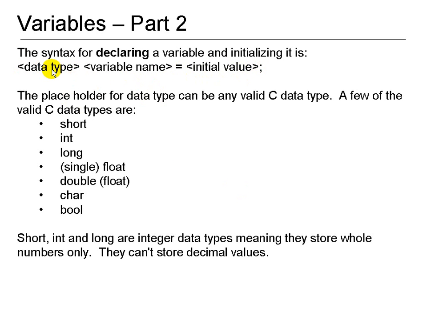The placeholder that I have up here in the slideshow is for data type, and that can be any valid C data type. A few of the valid C data types that we're going to be using are short, integer, long, float, which really should be single float, and double, which should really be double float, char, and boolean. Shorts, ints, and longs are integer data types, meaning they store whole numbers only. They can't store decimal types.